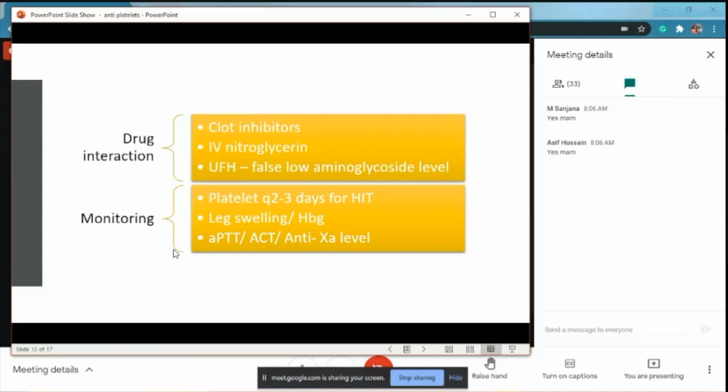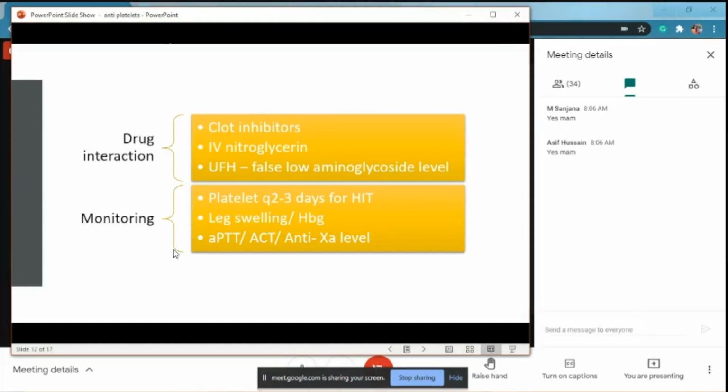So let's have a look at some of the lab work. Usually, in unfractionated heparin, I said the kinetics is very complicated. So we need to monitor the response. It is really required for unfractionated heparin, but not for low molecular weight heparin. Why? Because it has a predictable dose response curve, right? So it has a predictable dose response.